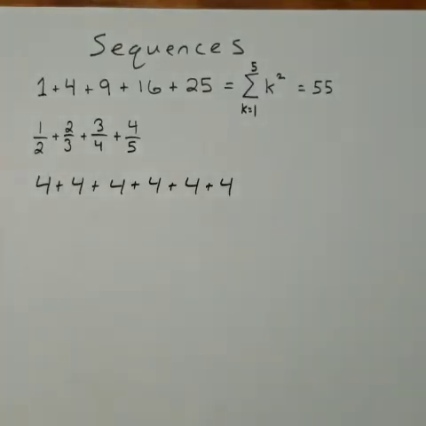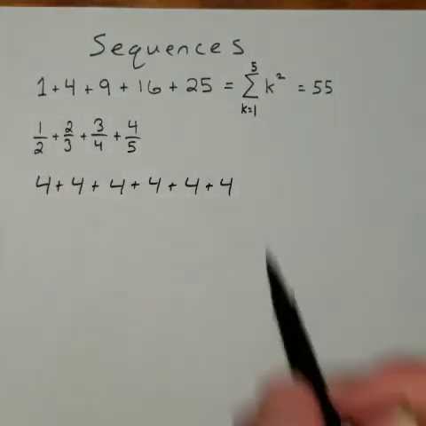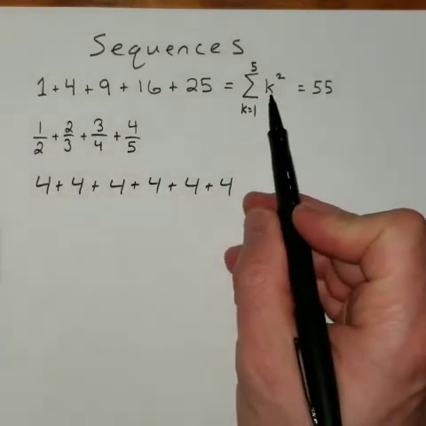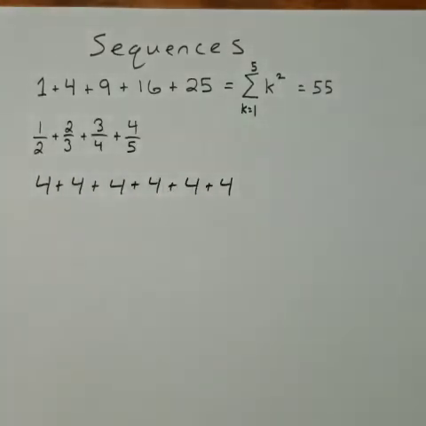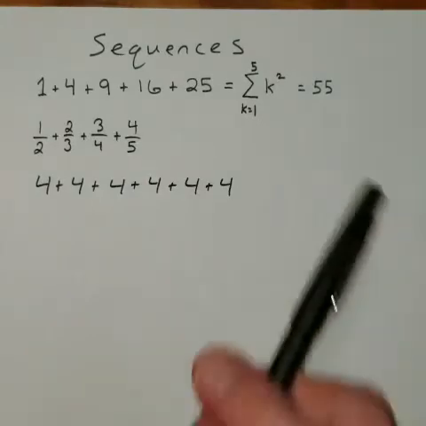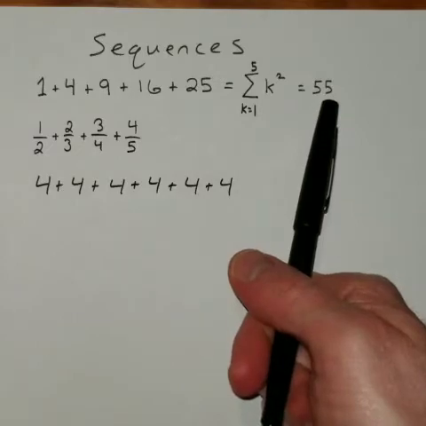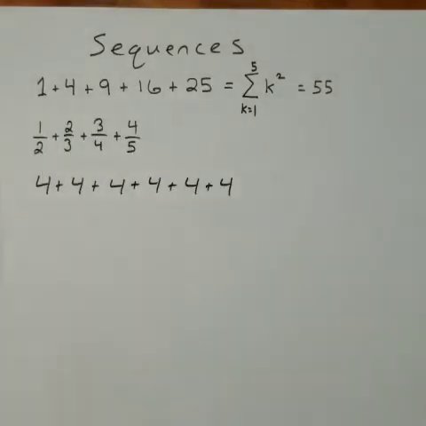Now interestingly, for many of these, there's going to be a special formula. Like there's a formula for the sum of k squared. So the sum of the perfect squares has an actual formula that you can use to calculate this, especially useful when you have lots of terms.